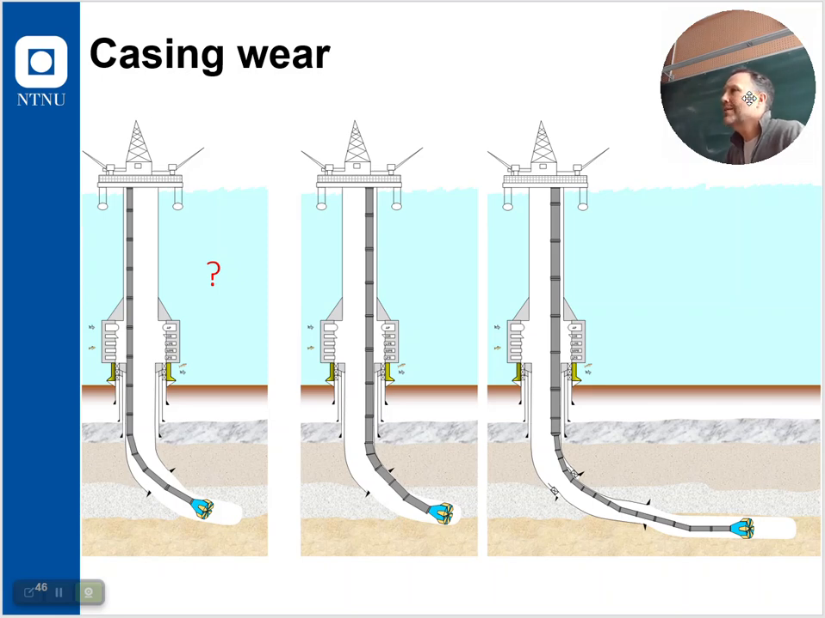You slack off weight on the bit in order to have some weight on bit and the possibility to drill. Unless you slack off some weight, there's no weight on bit and you will not be able to drill. And that's the part where the well is in compression, it will be on the outside. Everywhere else, the normal part is on the high side of the well, where it's in tension.